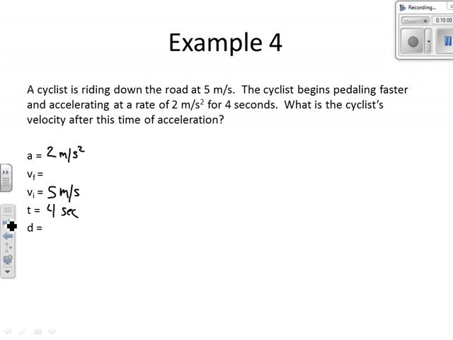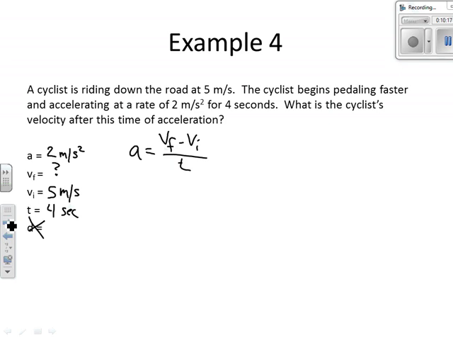What is the cyclist's velocity after this time of acceleration? Oh, so I'm looking for his VF. So D is unimportant at this moment. I'm looking for an equation that has VF, VI, a T, and an A in it. And sure enough, there it is. It's the same equation we used last time.